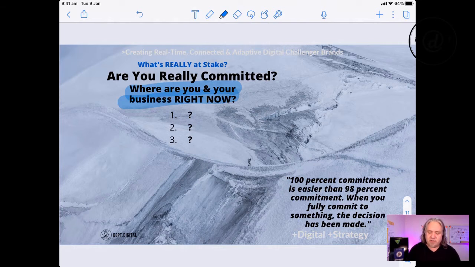And looking at 100% commitment is easier than 98% commitment. When you're fully committed to something, the decision has already been made. So online isn't easy, and I'll be saying it more than once. It takes a lot of work and a lot of understanding of how these systems work together. But at the end of the day, you can leverage it and you can use it as best as possible as you get into this as well.